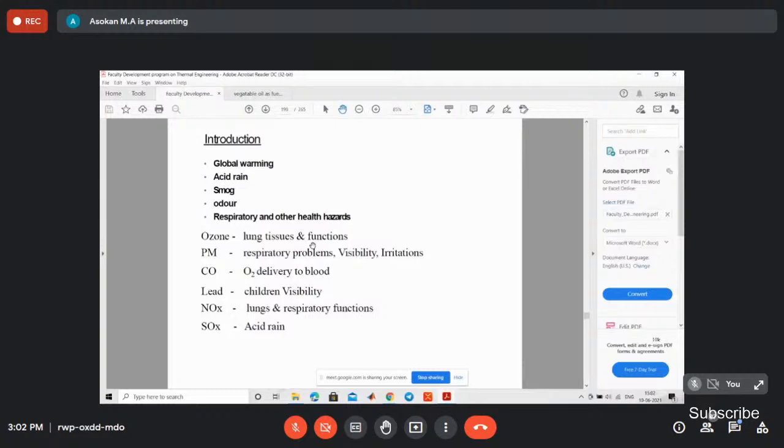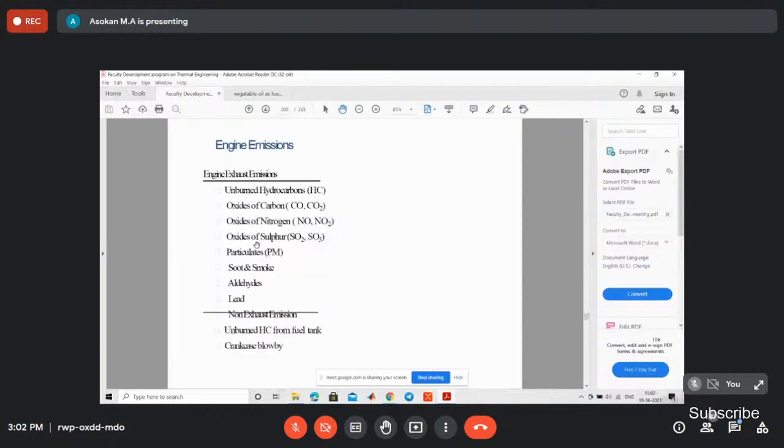And what is non-exhaust? Unburned hydrocarbon from the fuel tank is a non-exhaust emission. The exhaust emissions leave from the engine tailpipe, while non-exhaust emissions leave from the tank. Suppose we park the vehicle for a long time, then the fuel gets evaporated from the fuel tank. Also, in the fuel pipeline, fuel flows from the fuel tank to various places for fuel injection, and there are some losses. Those are non-exhaust emissions.